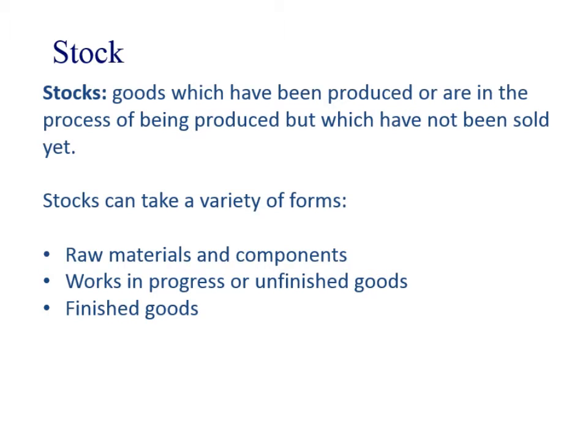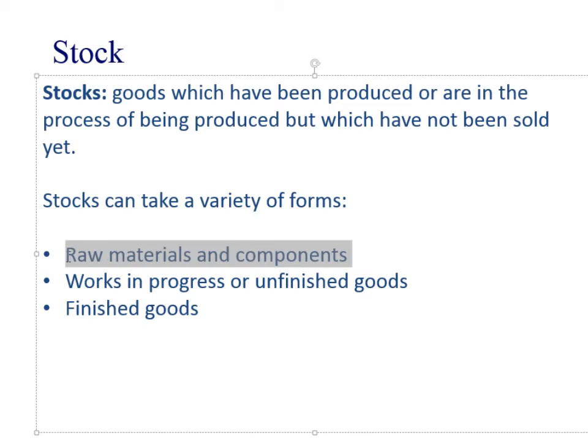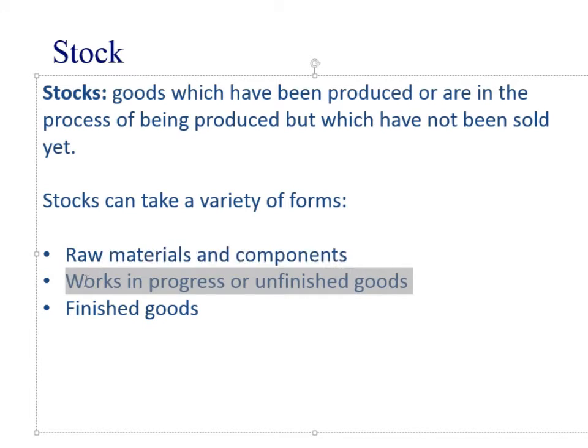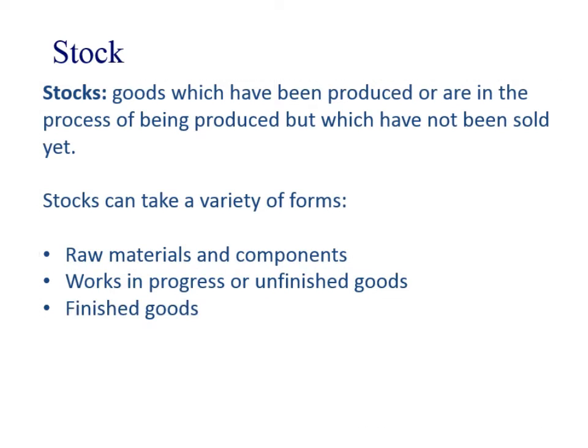So it could be a few different things. It could be goods that are produced or are in the process of being produced, but they've not been sold yet. So it could be the raw materials and components that you're just storing, ready to be produced. It could be part-made products, or it could be the finished products themselves that you're holding in stock.